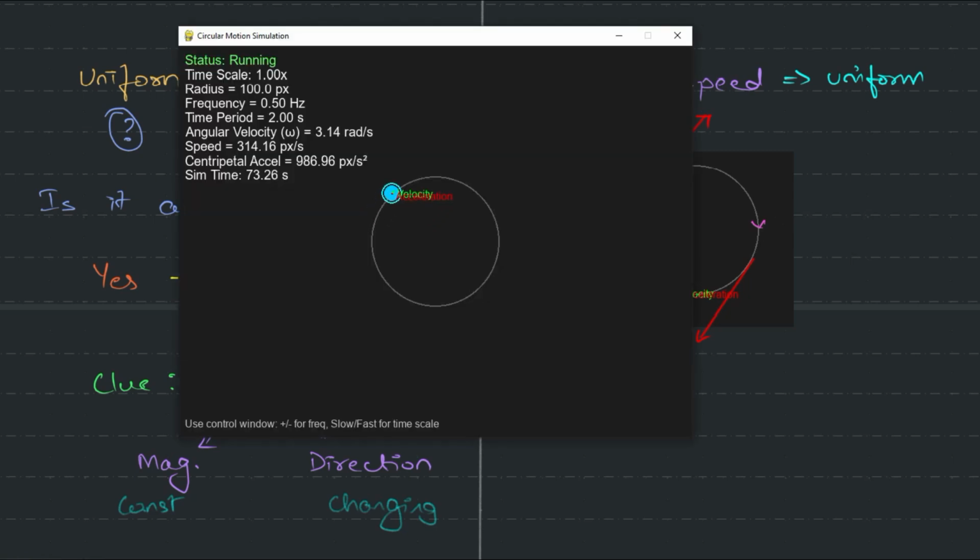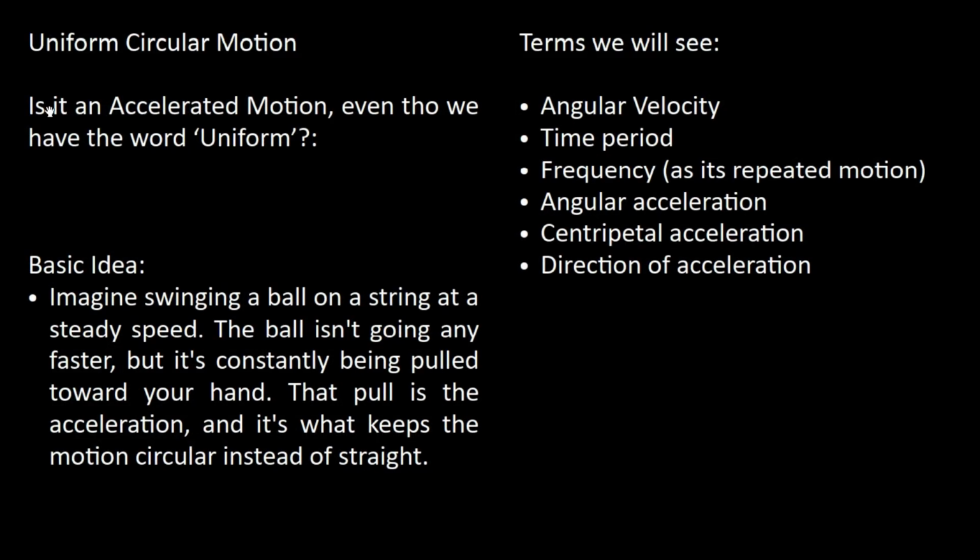Okay. So this is under uniform circular motion. Uniform has to do with the speed. Since it's a circular aspect, it is accelerated because the direction is changing every moment of time. So uniform circular motion can be imagined as a ball with a string, right, moving at a steady speed. The ball isn't going any faster, but it's constantly being pulled towards your hand. This statement you will understand in time. That pull is the acceleration, and it's what keeps the motion circular instead of straight.